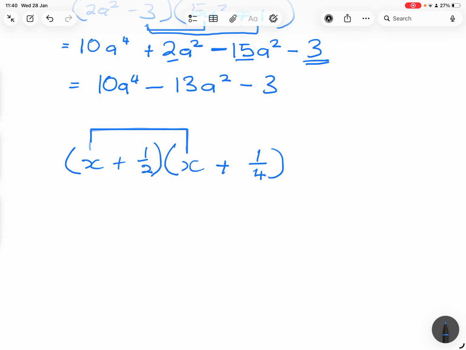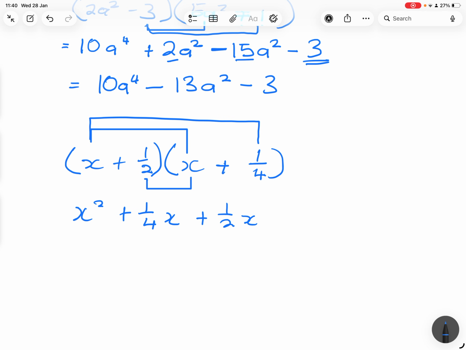Using our FOIL method, x times x will be x squared. x multiplied by 1 over 4 will give us 1 over 4x. And 1 over 2 multiplied by x will give us 1 over 2x. And finally, we've got 1 over 2 multiplied by 1 over 4. Now remember, with fractions, 1 multiplied by 1, the numerators, is going to be 1, and 2 multiplied by 4 will give us 8. So that is how we take on multiplication.